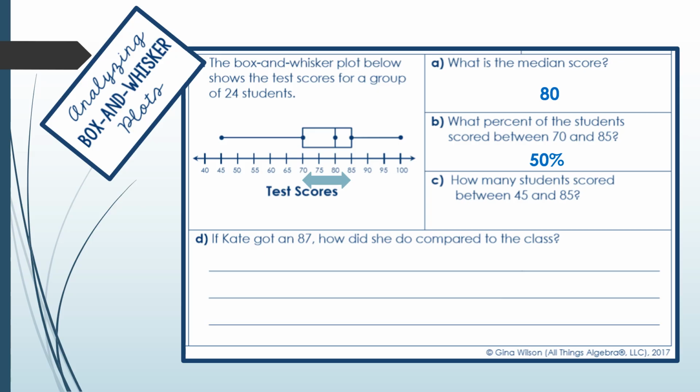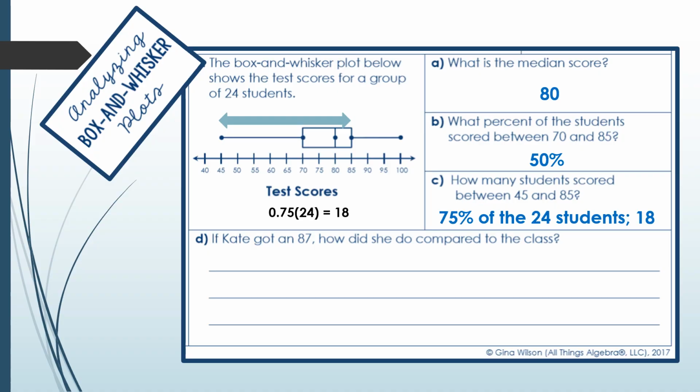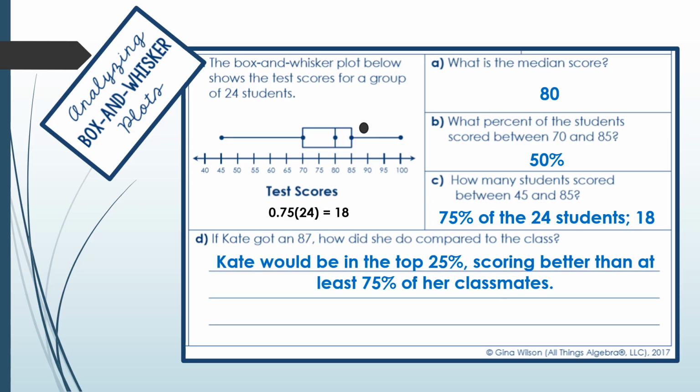How many students scored between 45 and 85? That's 3 of those sections, which is 75%, but we want to know how many students, not the percent. So 75% of 24 is 18. If Kate got an 87, how did she do compared to the class? 87 would be about here. She is in the upper 25%, scoring better than at least 75% of her classmates.